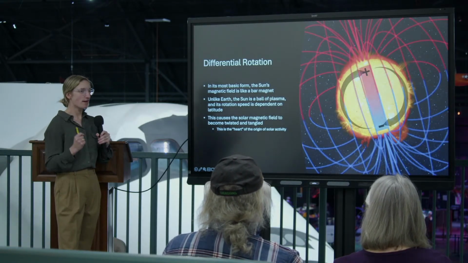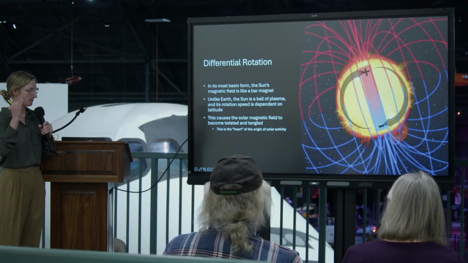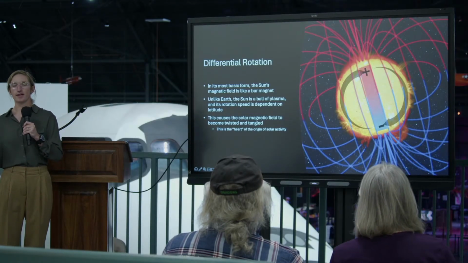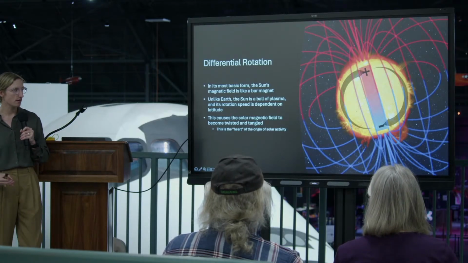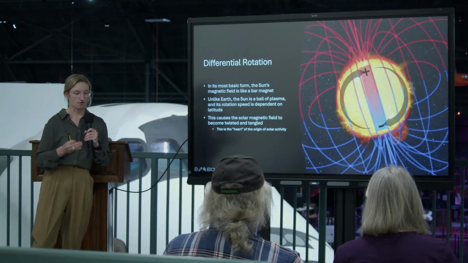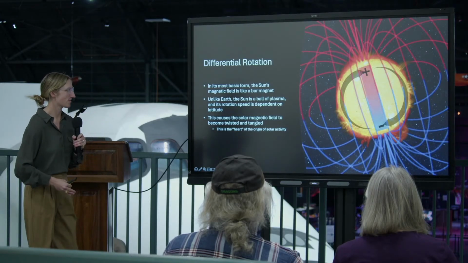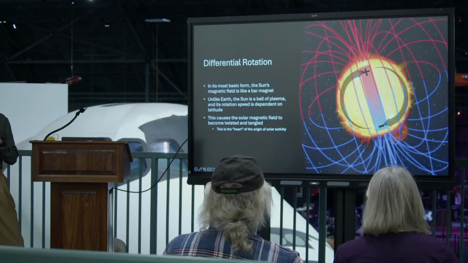So this stress on the magnetic field is the heart of solar activity. This is the main driver as to why we have all of these different types of solar activity that impact us here on Earth. It is fundamentally because the sun's rotation causes this magnetic field to get very stressed. So really, foot stomp differential rotation, it's really the main reason why we have to worry about the sun.